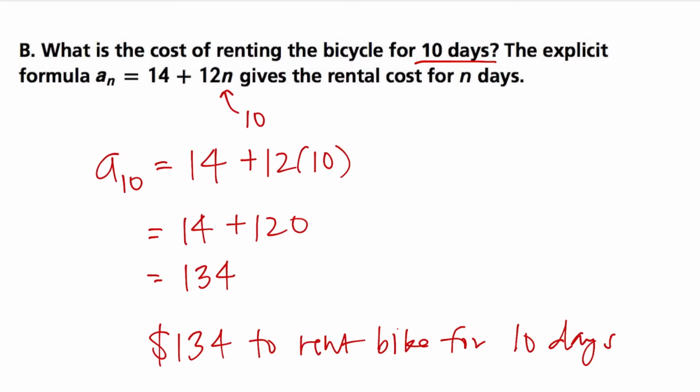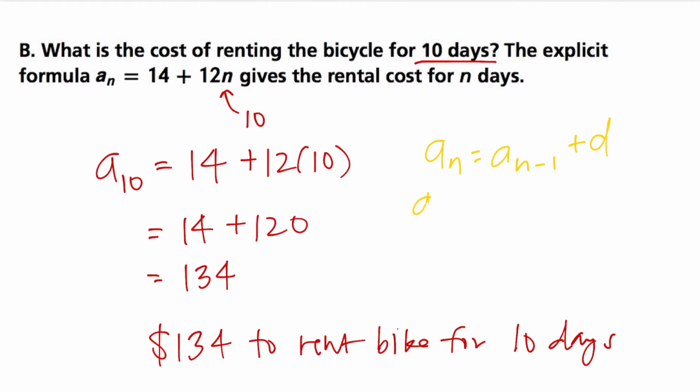That it will cost $134 to rent the bike for 10 days. So this process of using the explicit formula is much faster than it would have been had we had to use the recursive formula, because in order to use the recursive formula, just as a reminder, that looks like a sub n equals a sub n minus 1 plus d.